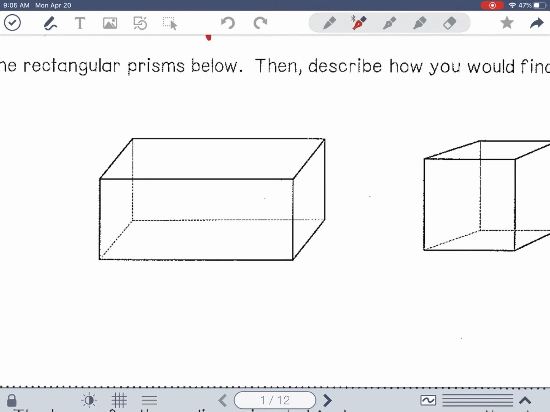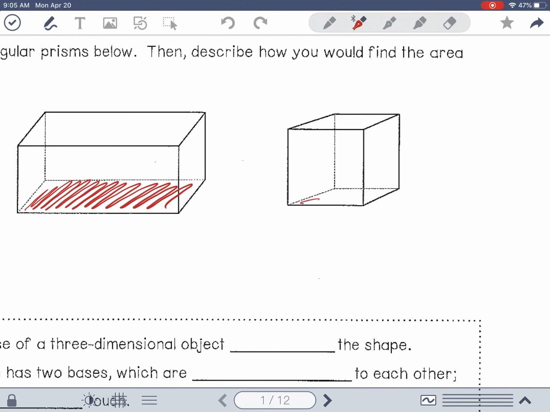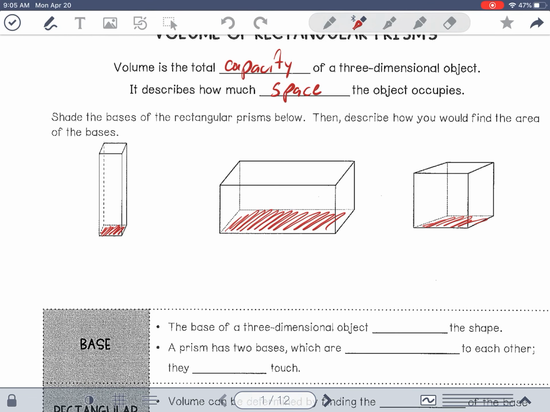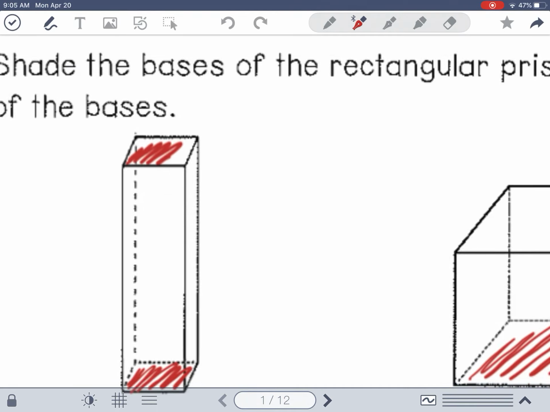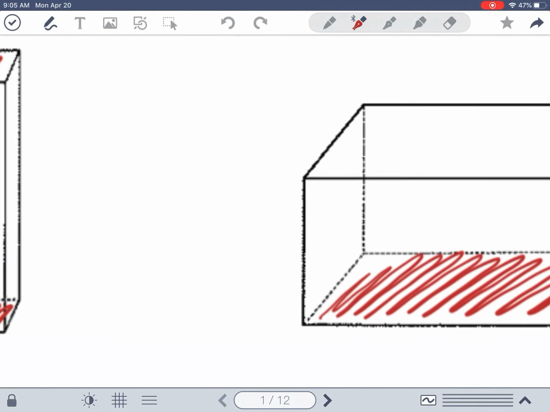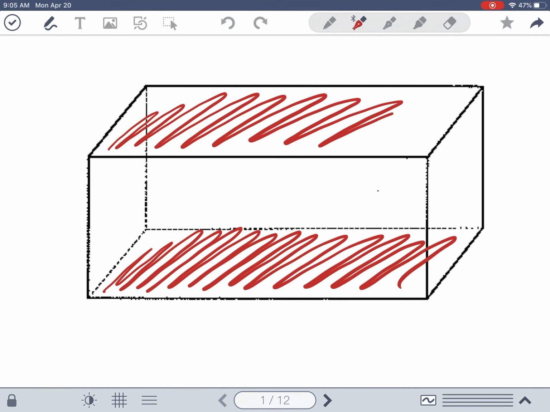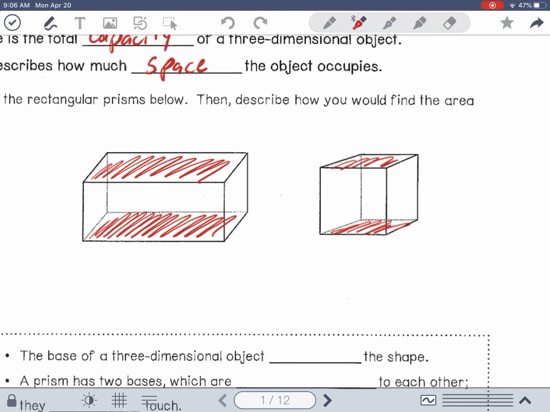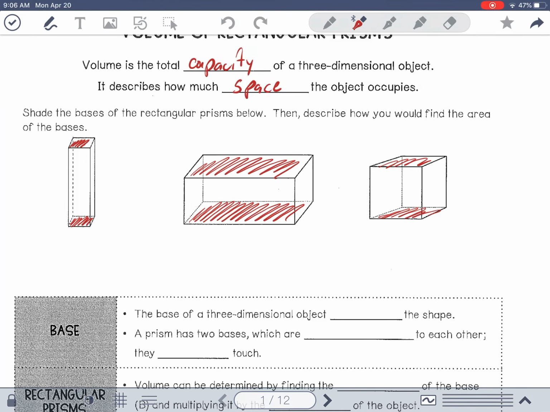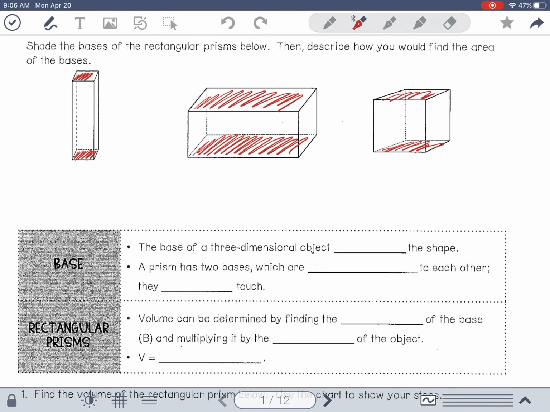Typically with your rectangular prism, you will have the base, which is what it's sitting on or lying on. It's not always the case, but in this case it is. And then here, on your third rectangular prism, there's your base. Now remember, there is more than just one base, isn't there? Good, I want to see who's paying attention. So you have two bases on each rectangular prism, and two on that one.